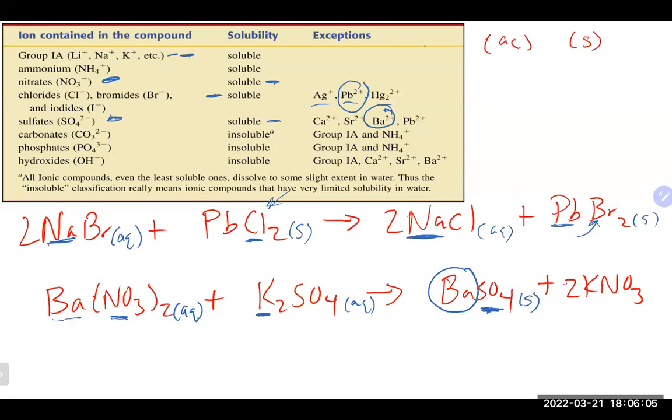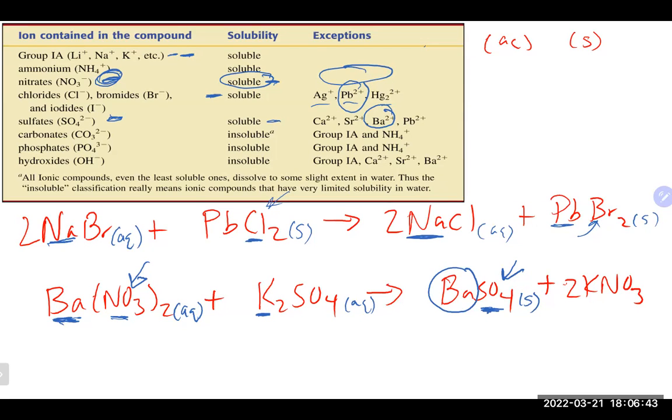Yes. Would which one be a solid? Over here? It would not, because in this case, the barium's actually hooked up with the nitrate. And when we look at the nitrate, which is right here, it is soluble in everything and there's no exceptions. So because it's hooked up with nitrate, it would not be solid in that case. It only becomes solid in this second case because it's hooked up with the sulfate, and the sulfate is soluble in everything except calcium, strontium, and barium. So it becomes the opposite.